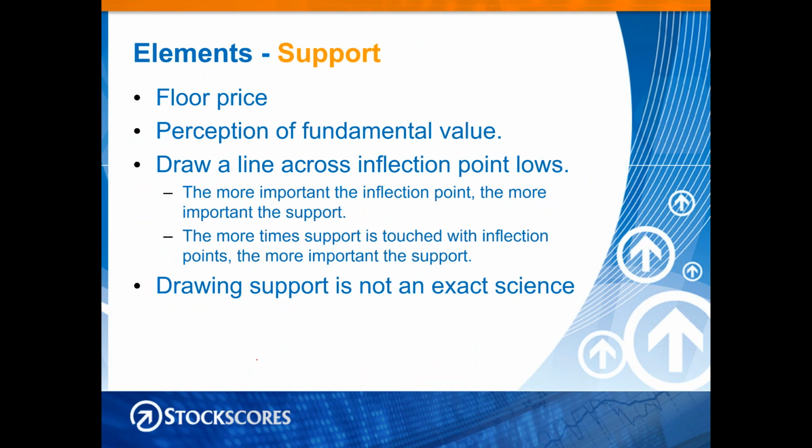So let's begin with the first element, which is support. Support is a floor price on a chart. It's the lower boundary of what investors think the fundamentals are worth. And to find it, we just find the inflection point lows and draw a line across them. We can have a horizontal line, or we can have a line that is sloping up or down, which is an indication of trend.